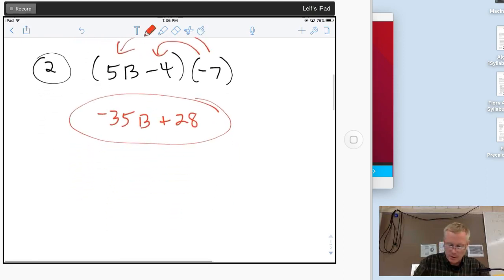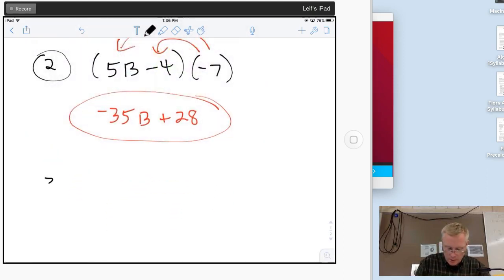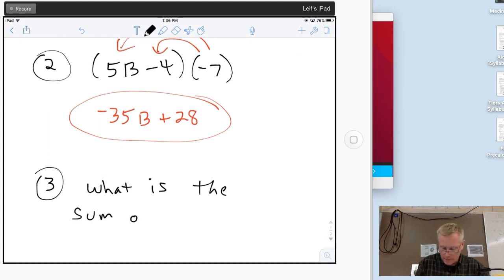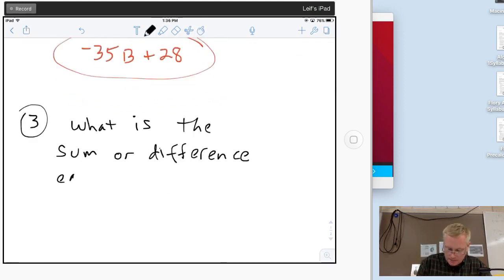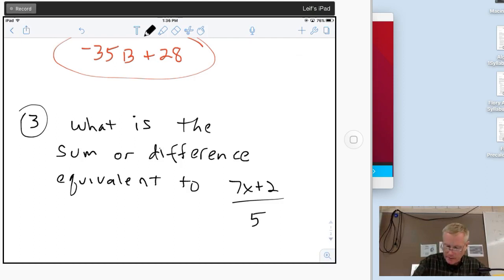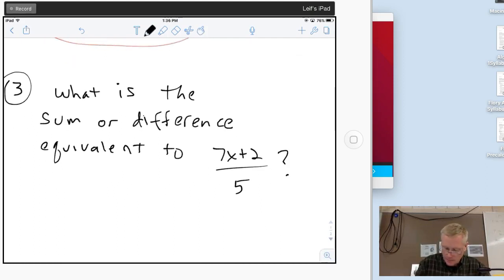Okay. Number 3. This is a little different kind of problem than you'd expect to see, but what is the sum or difference equivalent to 7x plus 2 over 5? And it's a multiple choice question. No, it's not. Sorry. All right.